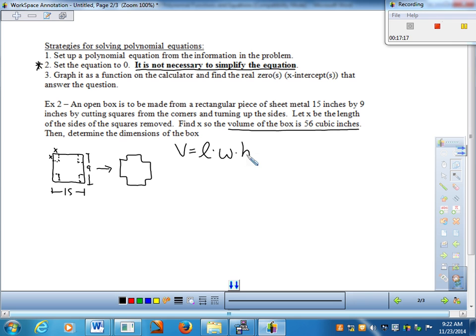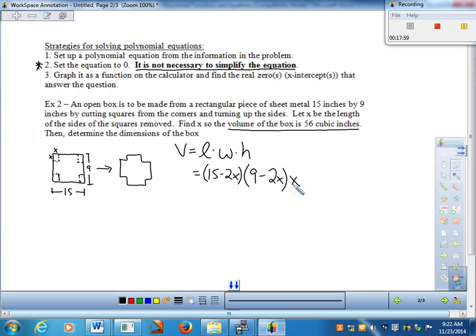I'm going to deal with the length, width, and height, since we've dealt with that before. The length of the box was 15, but we took away x from each of the corners, that x and that x, to get this length. So 15 minus 2x. The width of the box will be from there to there. It was 9 at one point, but we took out x from here and x from here, taking away 2 x's. And last but not least, the height of the box. Remember, we're folding up that flap, so the height of the box is that piece right there, and that, by definition, is x.